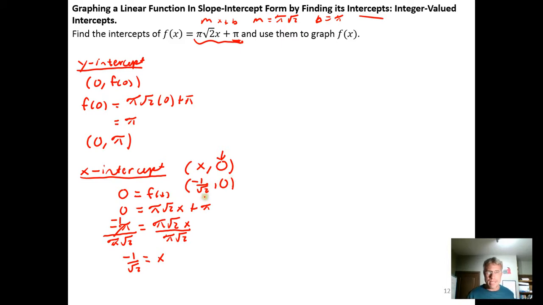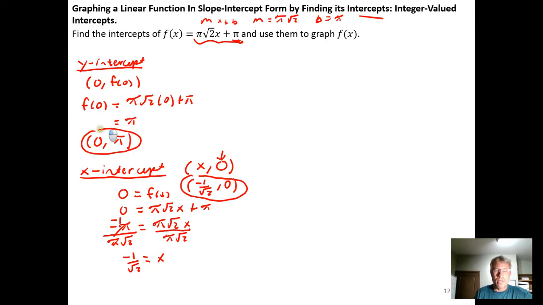I could rationalize this denominator if I wanted to. I don't think that it's necessary. I have a negative number that I need to graph here. Oh no, we're good. For a minute my brain glitched and I thought I wrote it wrong. Input negative 1 over square root of 2, output 0.